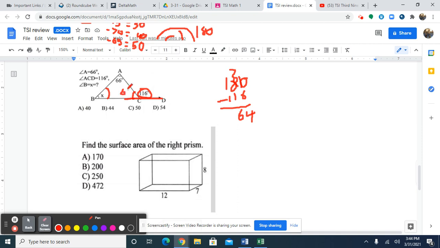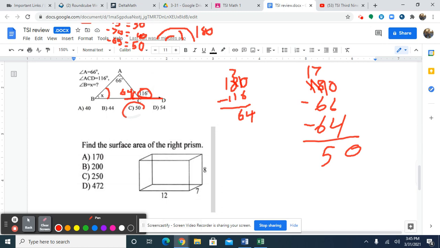So now that we know these two angles, and they all have to be equal to 180, the difference between 180 and 66, as well as 64, should be the answer. So in this case, the answer here would be 50.